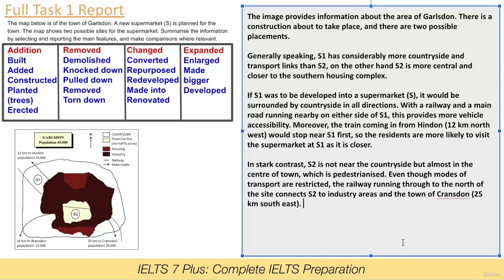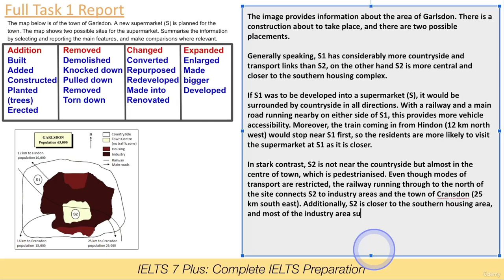Okay, lovely. So then we want to just mention this southern housing complex. Additionally, S2 is closer to the southern housing area and most of the industry area surrounding the town centre. Okay, should we have a read of this back?